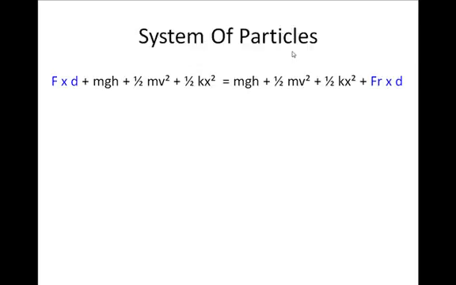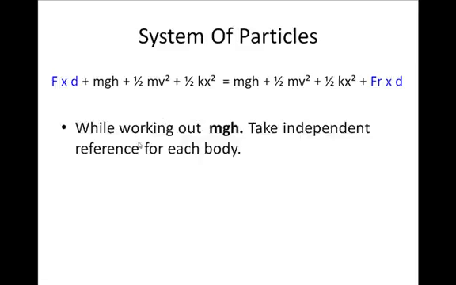Now, even if there is a system of particles, our energy equation, which was explained in video 6 of this series, part 6, holds. Only you have to carefully understand a few things. That is, while working out MGH, for each particle, you have to take independent reference. Means, while working out MGH, take independent reference for each body or each particle.